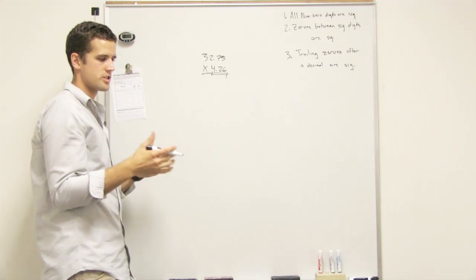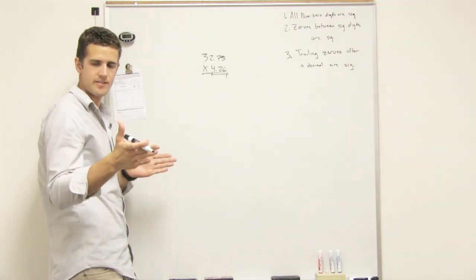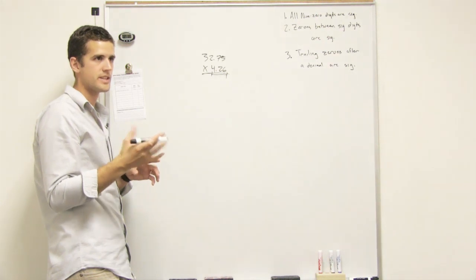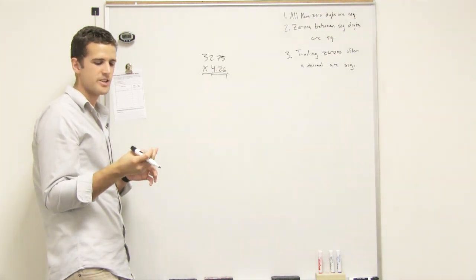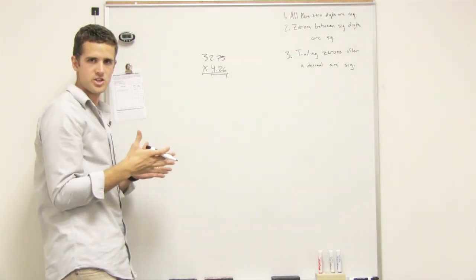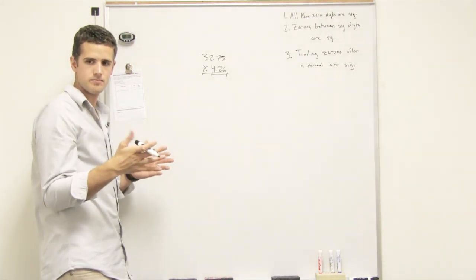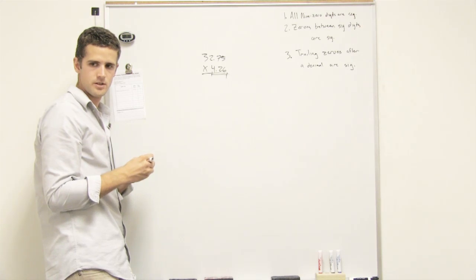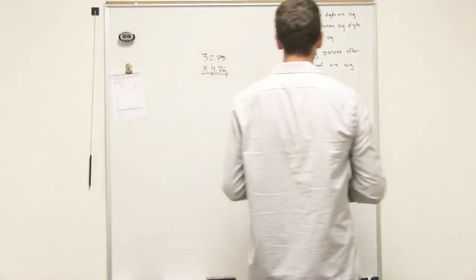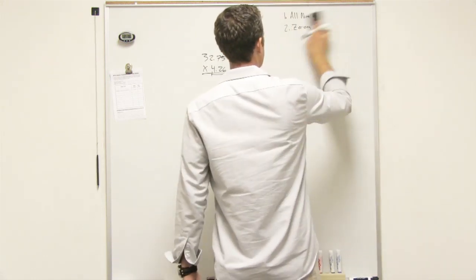With addition and subtraction, you look at how many you have after the decimal. With multiplication and division, you look at all of them. Good. So those are the significant figure rules. Okay, let's move on.